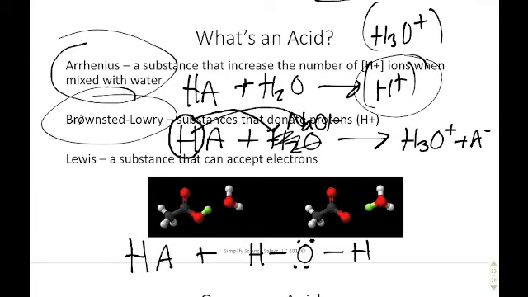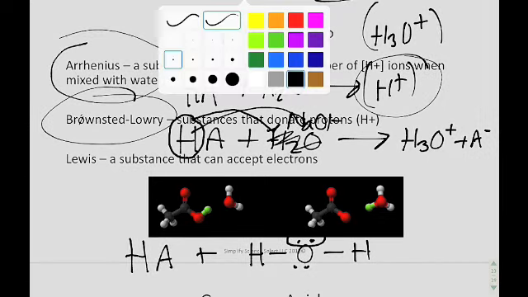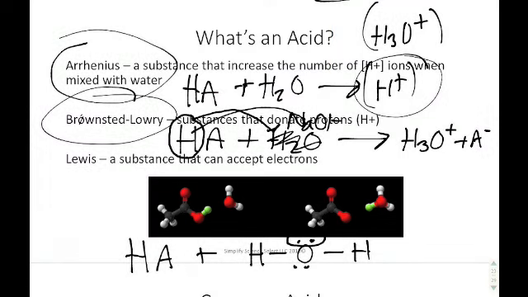If you look at this, we're going to take these electrons right here. Let me change the color so you can see a little better. You're going to use these electrons to take this proton. So this substance is accepting the electrons, and as a result, you get an H3O plus, and then these electrons that we're bonding here stay here. So you have your A minus.